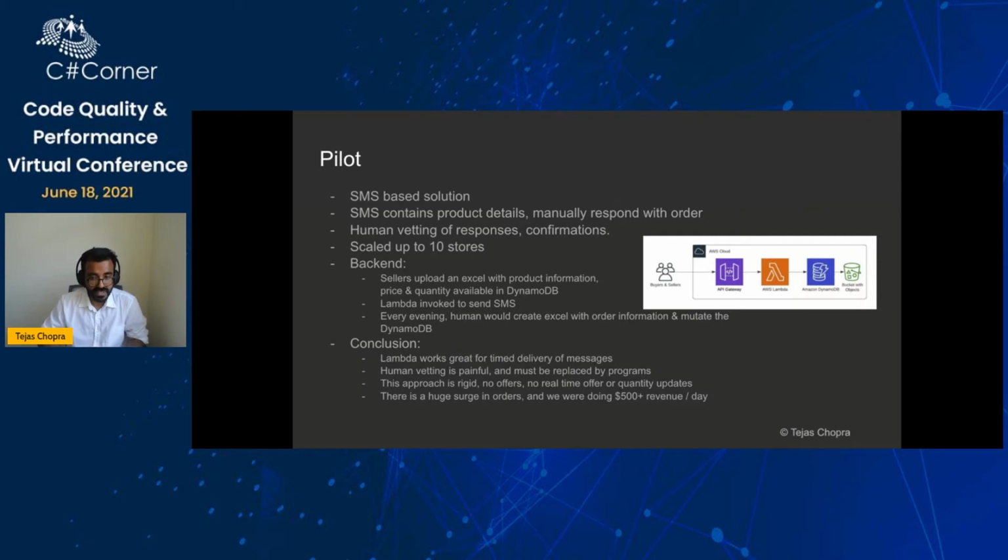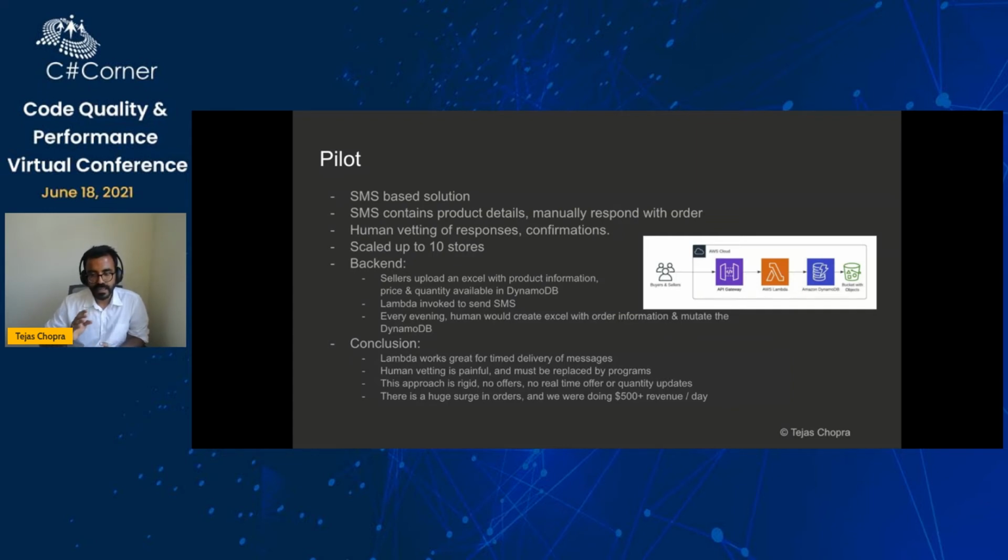So the advantages of this approach were, it got us to bootstrap in AWS by using Lambda and DynamoDB. It got our buyers the ability to work on feature phones without requiring to buy smartphones right away. And it allowed us to scale up to 10 stores, but not beyond that. So it was a pilot just to see if such a thing can work in this market. The backend would have sellers uploading product information in DynamoDB, and on the other hand, the Lambda would send SMSs. What was my conclusion from this?